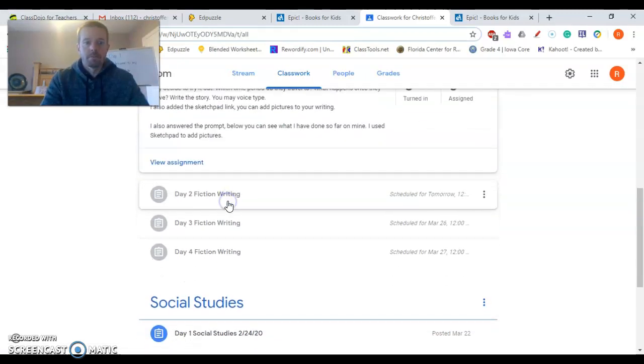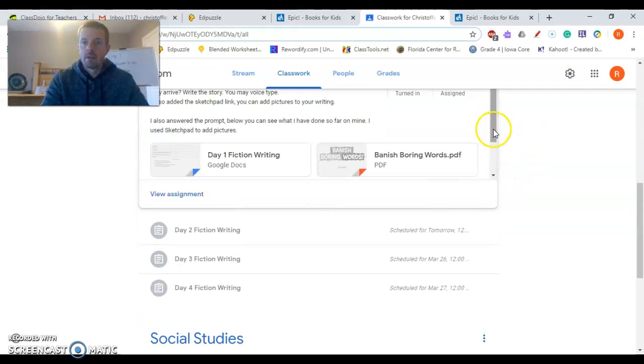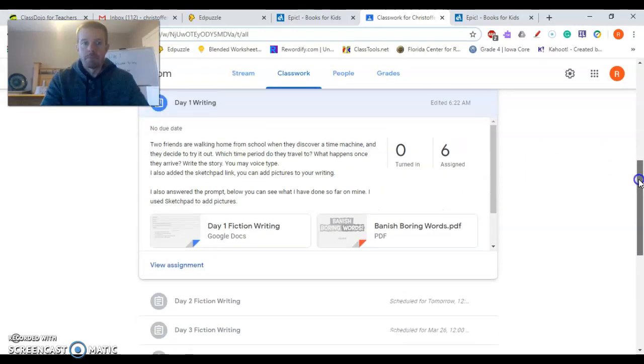Then they have writing. So I'm going to give them a writing prompt. They're going to write a fiction story. The prompt is: two friends are walking home from school when they discover a time machine and they decide to try it out. Which time period did they travel to? What happens once they arrive? Write the story. You may voice type if you would like.